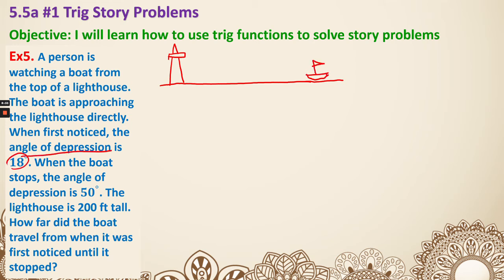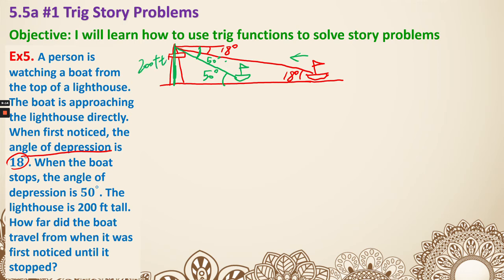18 degrees. So if I connect with the boat, this angle right here is 18 degrees, or I can say this angle right here is 18 degrees. And don't forget, the boat is actually approaching the lighthouse. When the boat stops, the angle of depression is 50 degrees. So let's say the boat actually stopped right here. This time I can draw, this person is still looking at the boat. So this is my line, but this angle is 50 degrees, or in other words, this angle is 50 degrees. The lighthouse is 200 feet tall, so this is 200 feet.